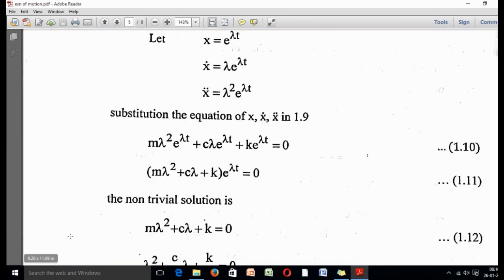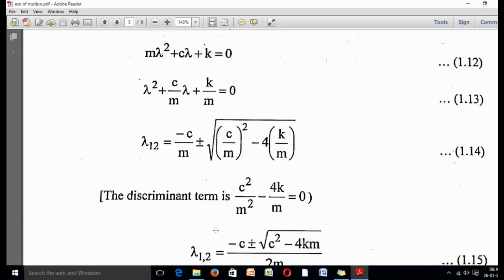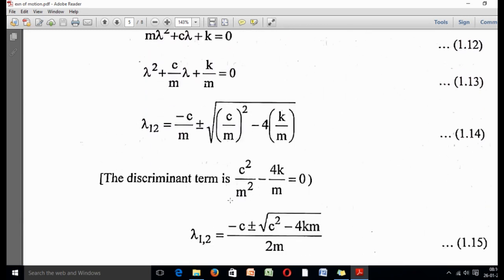And from this I know that A is M, B is C, and C is K. So I have minus B, which is minus C, plus or minus root of B square, which is C square, minus 4AC. 4 into A is M and C is K, so 4KM, divided by 2A, and A is M here. So I have the solution here.